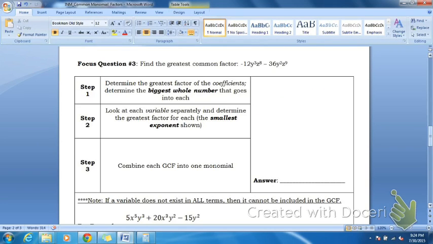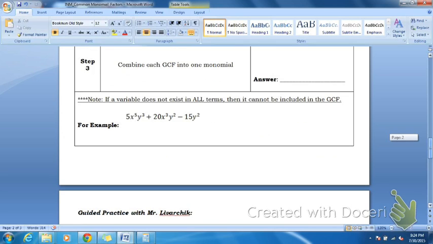Okay, now I do want to scroll down a little bit before I let you pause and try out the individual activity. Please note, and this is very important, if a variable does not exist in all terms, then it cannot be included in the greatest common factor. What does that mean? It means if I'm looking at this trinomial down below, you see how we have 5x to the 5th y cubed plus 20x to the 3rd y squared minus 15y squared. There is a variable missing in this trinomial. Where is there a variable missing?